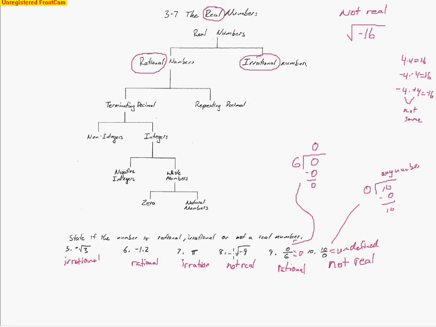So those are the two instances that we'll have that are not real. Either a square root that has a negative number underneath the radical sign. And we're not dealing with any other types of roots in this class, so we don't have to worry about those, at least not in this section. And then here we have 0 in the denominator, and that is not a real number either.